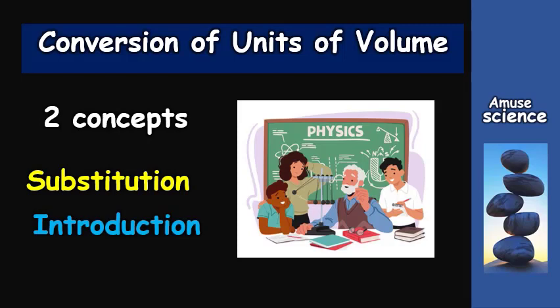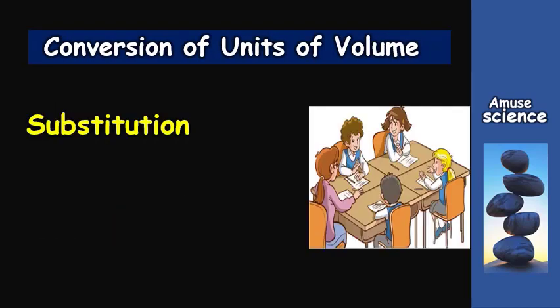Let us take, for example, 2 cubic centimeter. If I have 2 cubic centimeter and I want to convert it to cubic meter, what I have to do is that I have to substitute the value of the prefix C, which is centi, and that one will convert my answer to cubic meter.